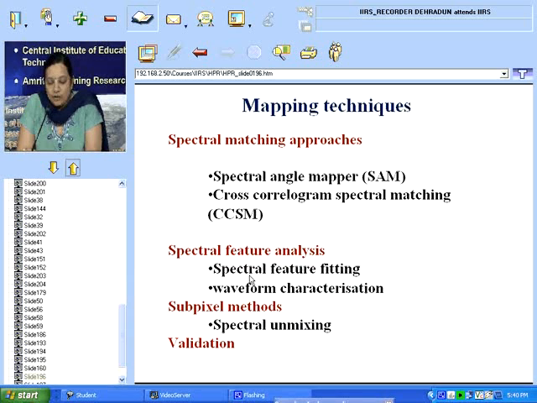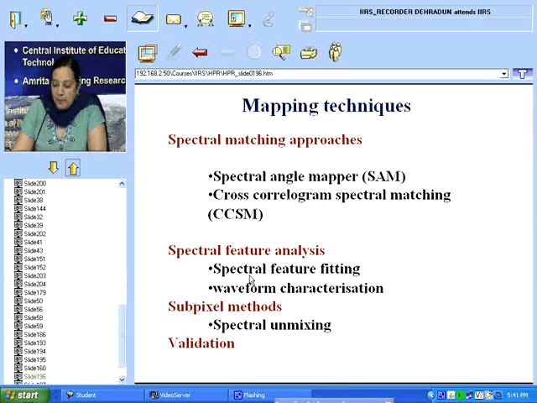We need additional or different kinds of mapping approaches to go about with hyperspectral data sets. There are four categories of mapping techniques. One is the spectral matching approaches. I will not go into detail, but I'll just mention them as an overview. Spectral matching approaches like spectral angle mapper and cross-correlogram spectral matcher methods. Then spectral feature analysis, such as spectral feature fitting, that is comparing the ground spectra with the image spectra. Waveform characterization. And since we have mixed pixels, and within a mixed pixel you have very different land use classes, we have spectral unmixing techniques, which are utilized for finding the proportions of different land use land cover classes present in the pixel. And finally you go for validation.